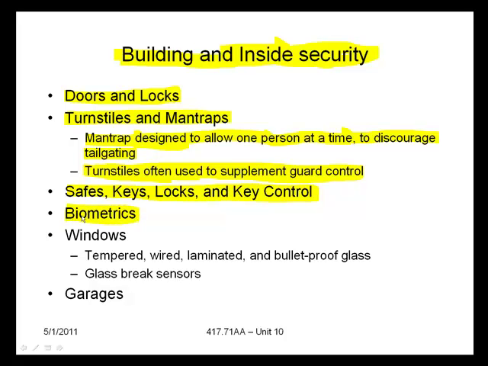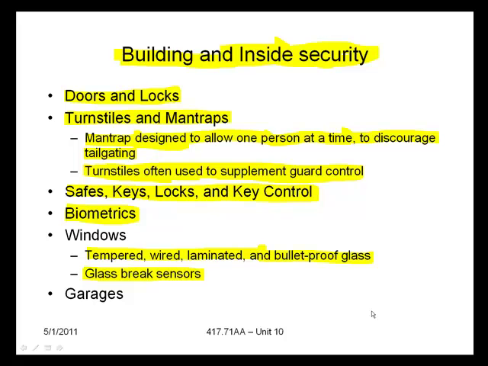So biometrics are something that has a certain amount of promise, but you have to be aware of the limitations of it. When dealing with windows, keep in mind that there are different types of security for windows: tempered glass, wired, laminated versus bulletproof glass. You can also have glass break sensors that indicate when the glass has been shattered, setting off an alarm system.